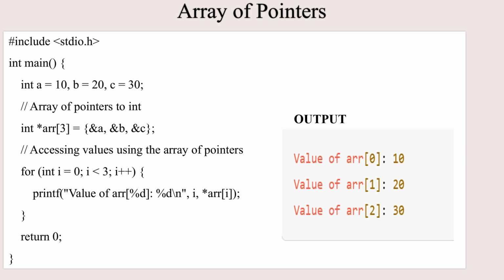Accessing values using pointers. The for loop iterates through the array and printf prints the values of a, b, and c using *array[i]. *array[i] gets the value stored at the memory address in array[i]. Output: value of array[0] equal to 10, value of array[1] equal to 20, value of array[2] equal to 30.